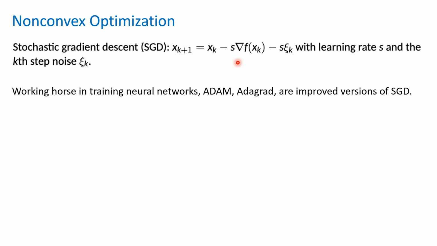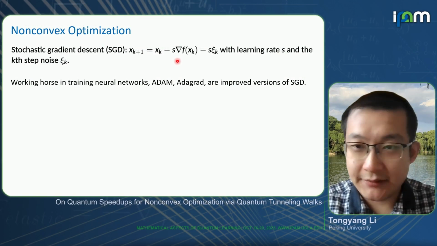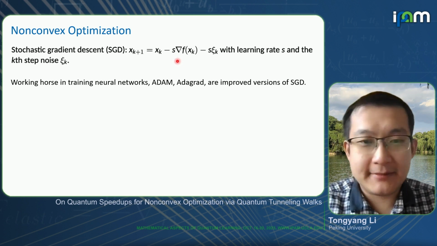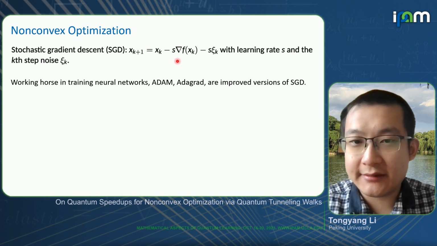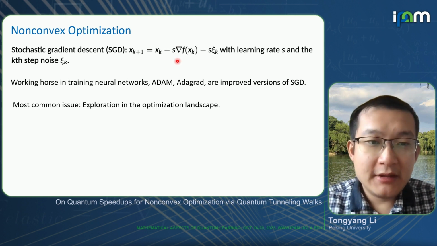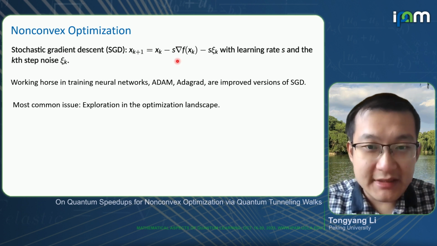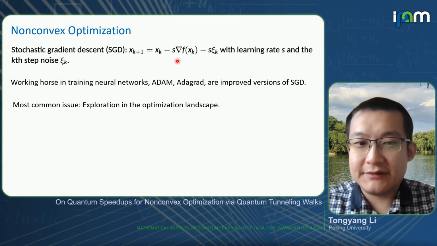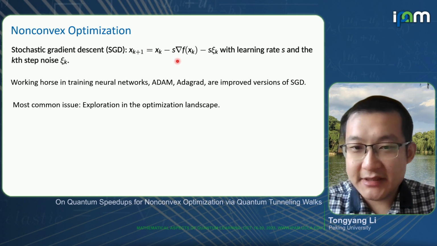Stochastic gradient descent is a simple algorithm, and it is the workhorse in a lot of practical algorithms that people use. For instance, Adam and Adagrad are improved versions of stochastic gradient descent. However, stochastic gradient descent in general has some issues. In particular, it is a little bit difficult to make exploration in the optimization landscape.